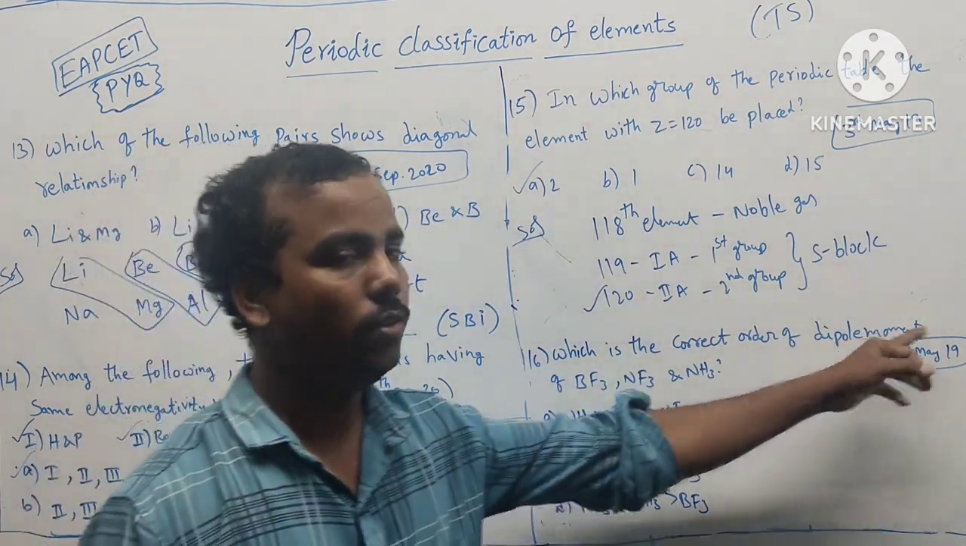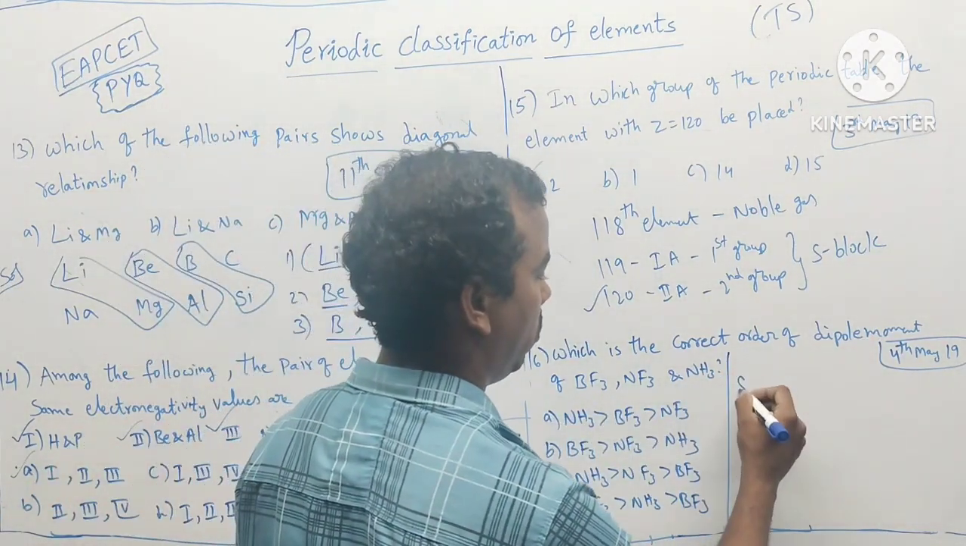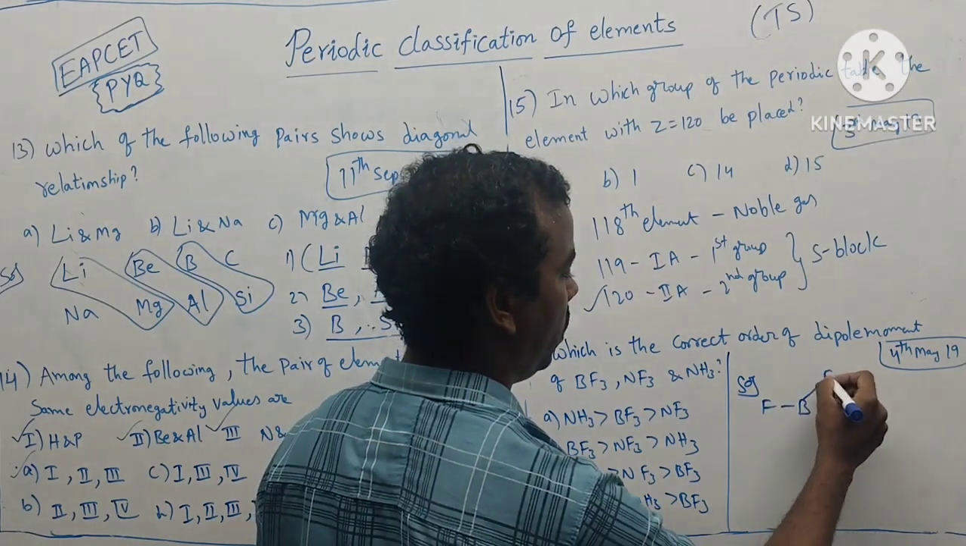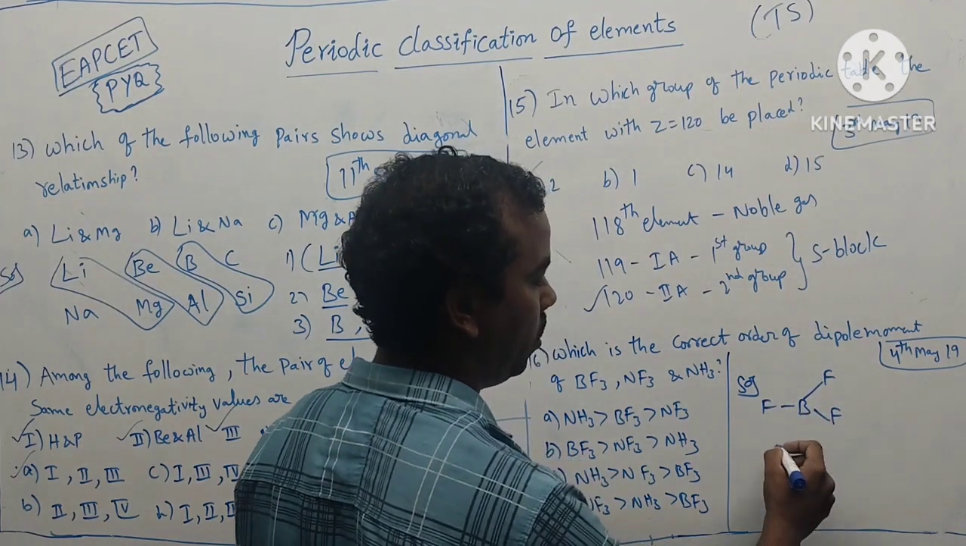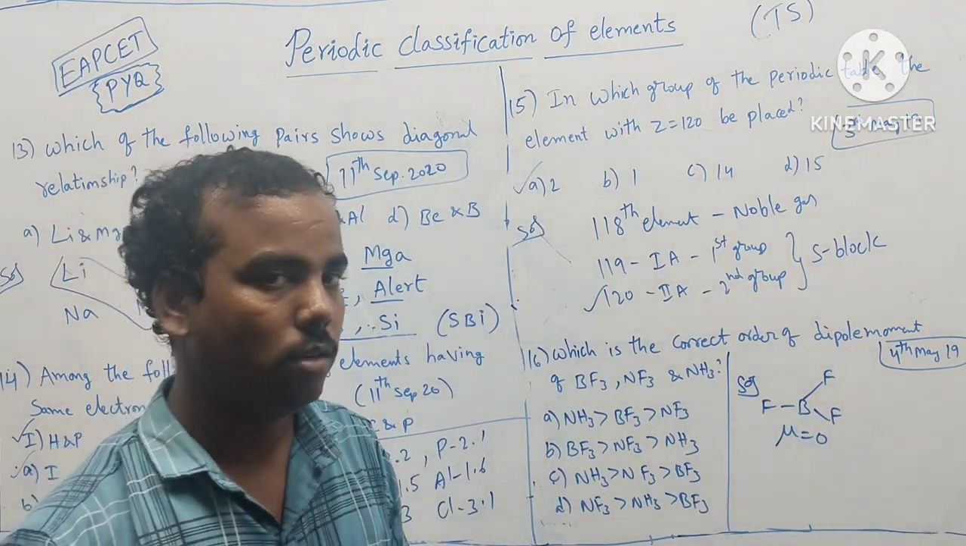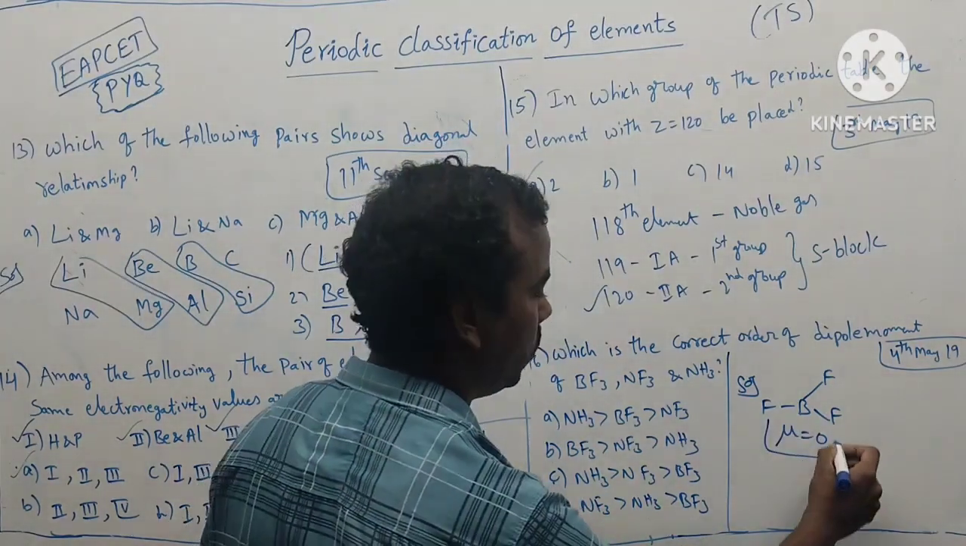Which is the correct order of dipole moment of BF3, NF3 and NH3? BF3, boron trifluoride. Boron trifluoride shape is trigonal planar. So the dipole moment is 0. If the central atom has no lone pair of electrons, the dipole moment is 0. Here mu is equal to 0.